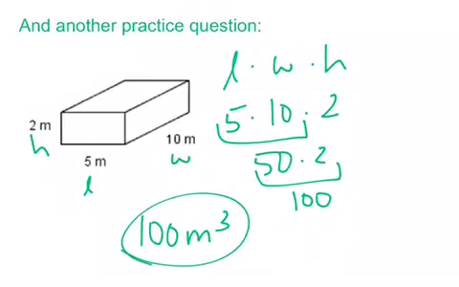Once again, volume is not difficult to find or to calculate. It's more understanding what this means. So this means that in this box, we could fit 100 cubic meters of something. That's how much space is inside the box. That's how much it would take to fill up the inside of that box.